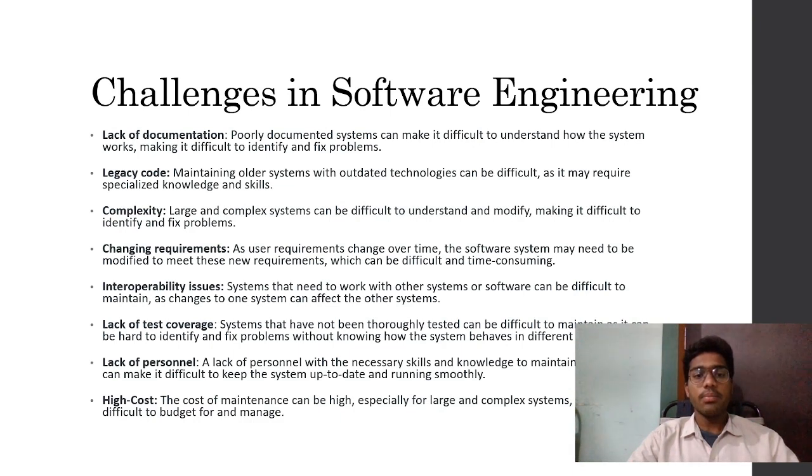Lack of documentation. A poorly documented system can make it difficult to understand how the system works, making it difficult to identify and fix problems. Legacy code. Maintaining older systems with outdated technologies can be difficult, as it may require specialized knowledge and skills. Complexity. Large and complex systems can be difficult to understand and modify, making it difficult to identify and fix the problems itself.